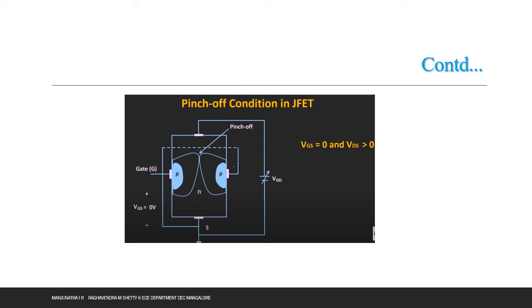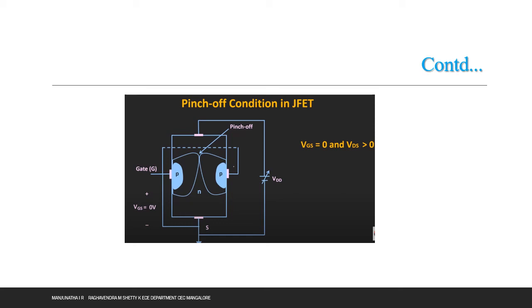Now if we observe the depletion width at the top level, both the depletion regions touch each other. When both depletion regions touch each other, there is no channel for movement of electrons from source to drain. So it makes ID equal to 0. With this condition, the drain current is 0.